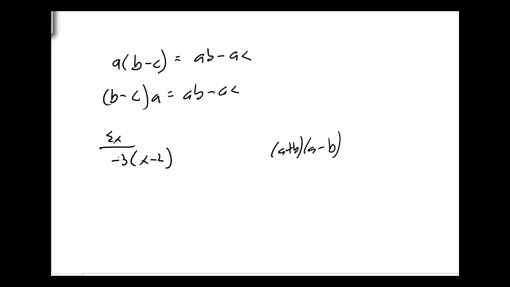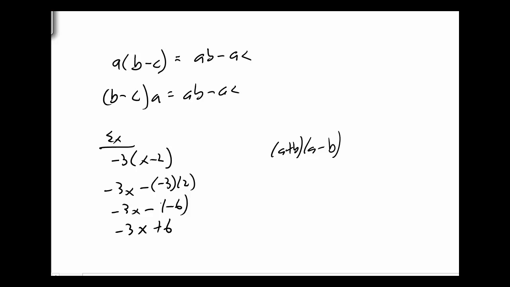Alright, so in this case, negative 3 times x minus 2, using that first statement, I get negative 3x minus negative 3 times 2. So negative 3x minus a negative 6. And from earlier, we have that add the opposite rule, so negative 3x plus 6. So that simplifies down to that.